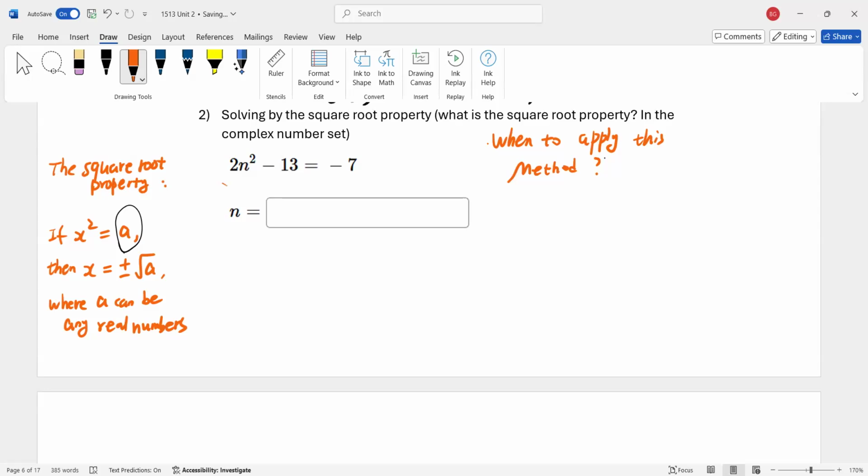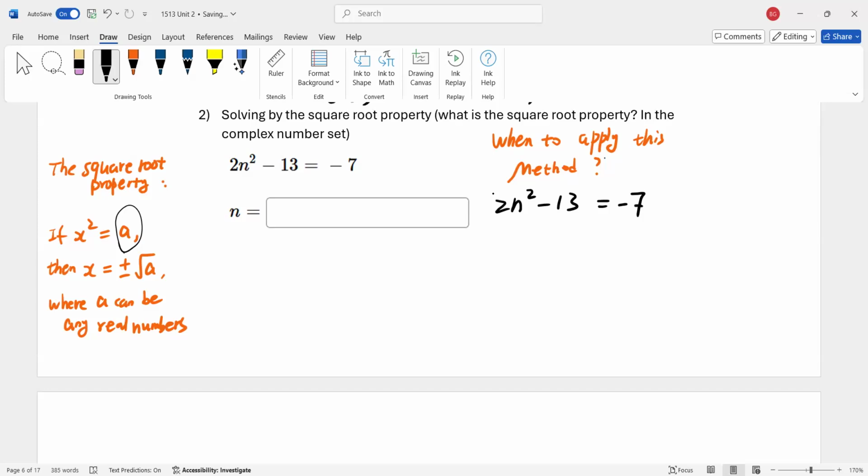For example, in this equation, we only have an n squared. All other terms are just constants, right? So it's very easy to isolate the perfect square. Let's isolate it. The equation is 2n squared minus 13 equals 97, right? Three terms. And we can very easily isolate n squared on the left side.